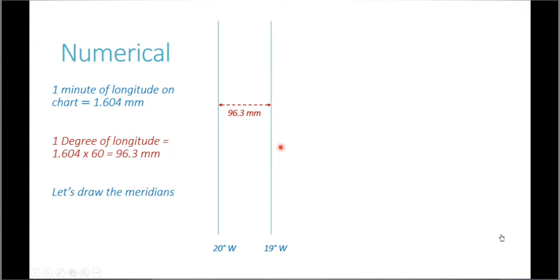The second meridian will obviously be 19 degrees west. See, the right side always is the easterly direction. So when you are going in the easterly direction, the westerly longitude would decrease. So the next meridian which we have is 19 degree west. Again, from this meridian, I can draw a length of 96.3 millimeters, and that gives me a point from where I can draw 18 degree west meridian. So we have the 18 degree west meridian on the chart, on the plot.